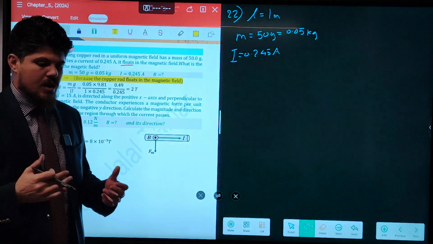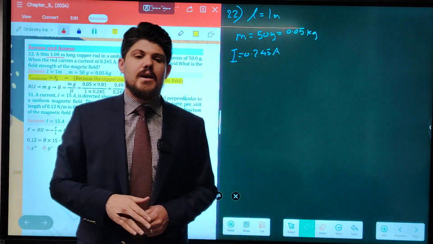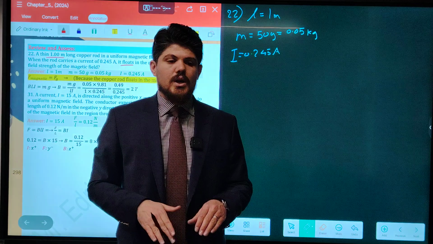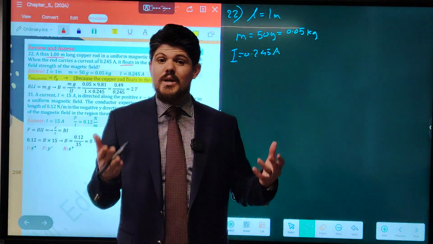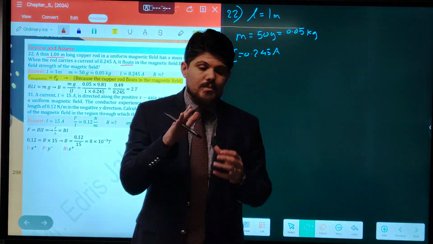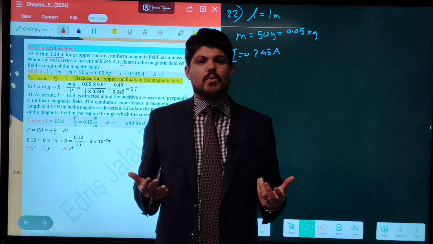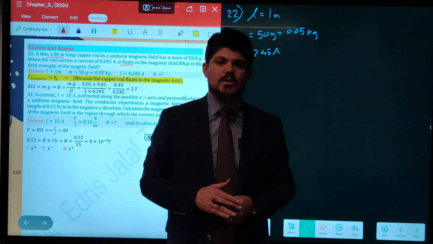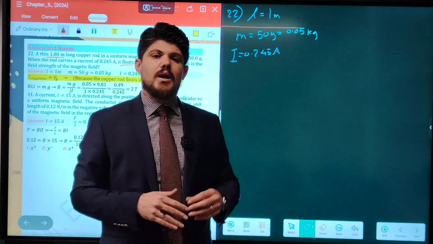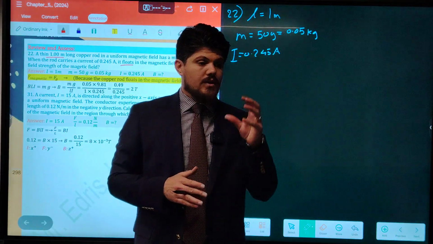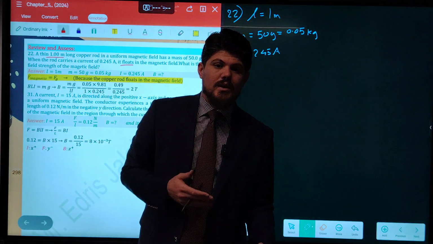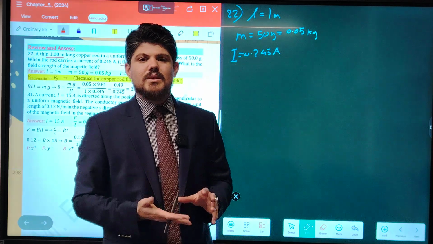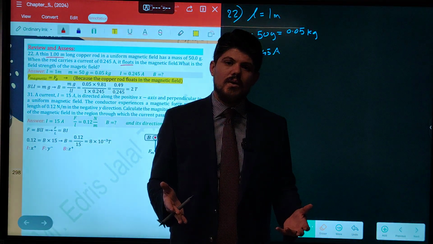What do you mean by the wire floats in the magnetic field? It means that the gravitational force of the wire, which acts in Z negative, downward, is equal in magnitude to the magnetic force. When does the wire float? When the magnetic force and the gravitational force are equal, when the net force is 0. If you remember in grade 10, you studied the buoyant force. When does an object suspend or float in water? If the gravitational force of the object is equal to the buoyant force. If these two forces are equal in magnitude but opposite in direction, the net force becomes 0. Okay?